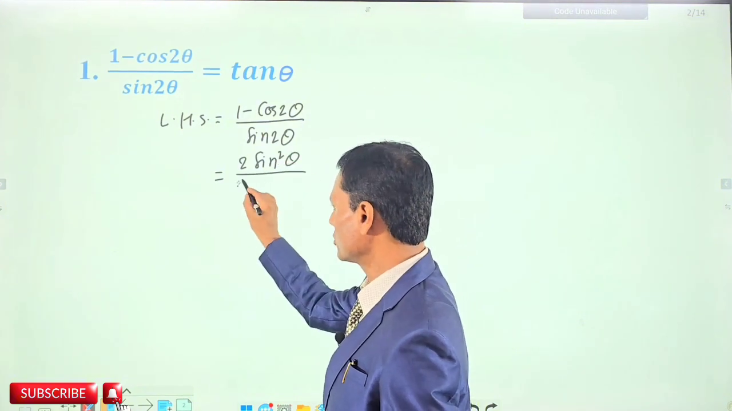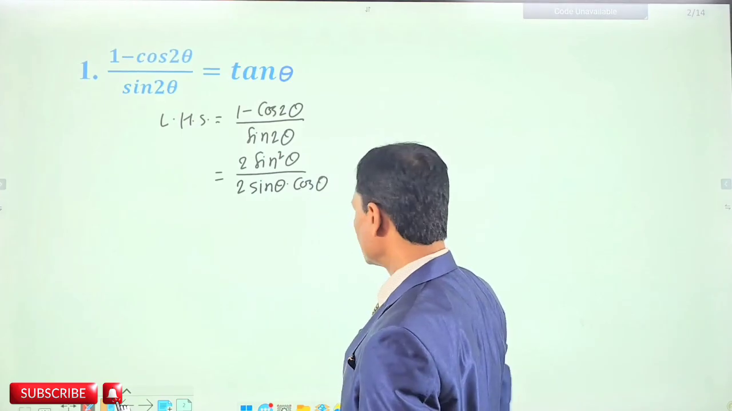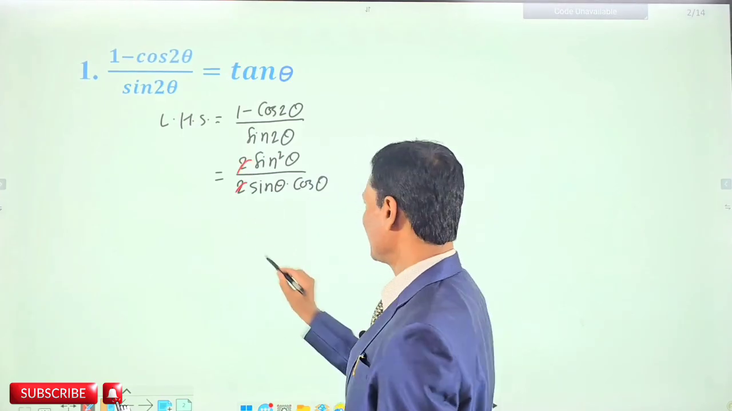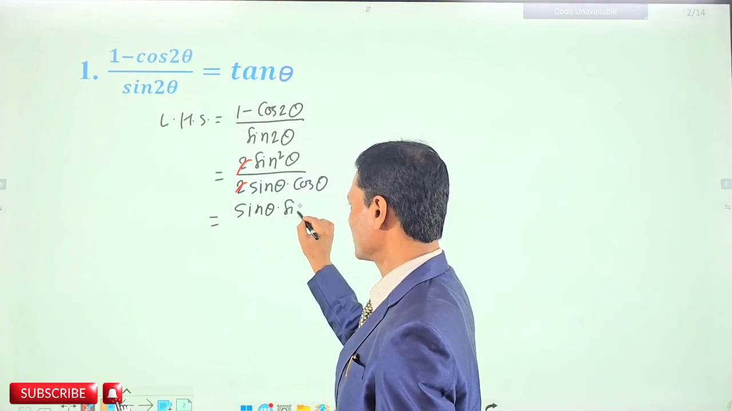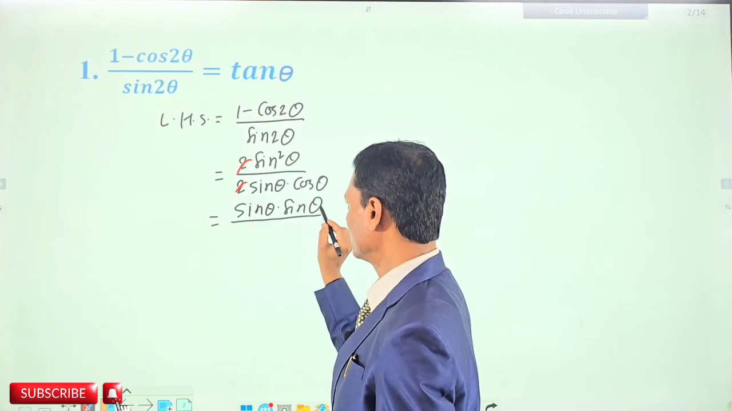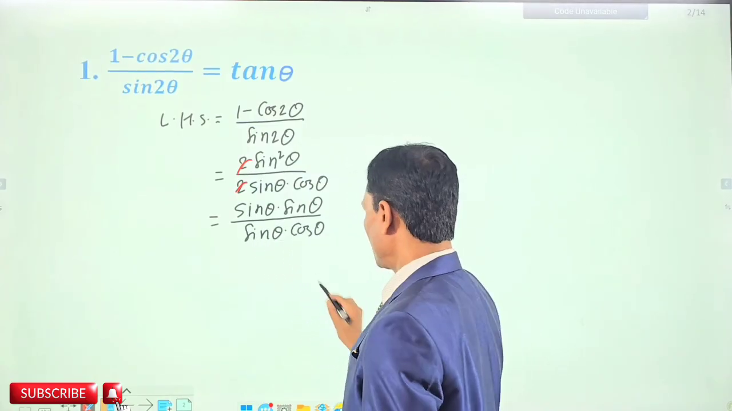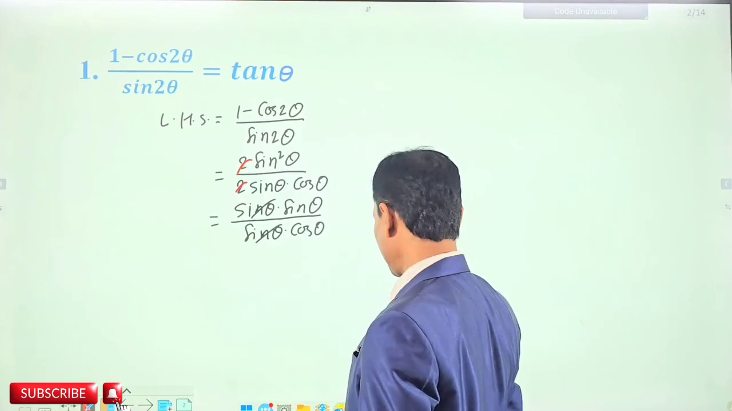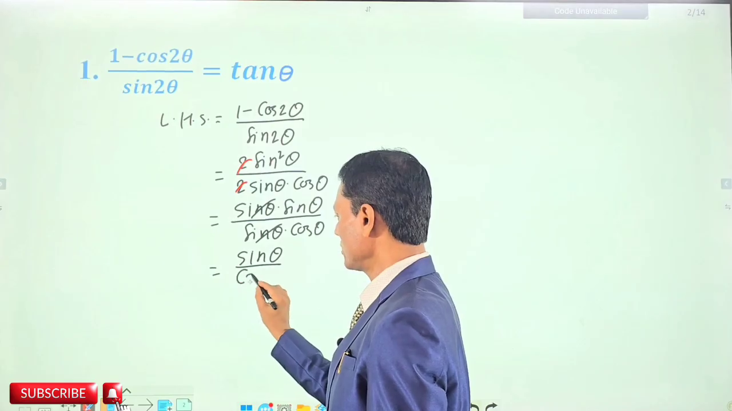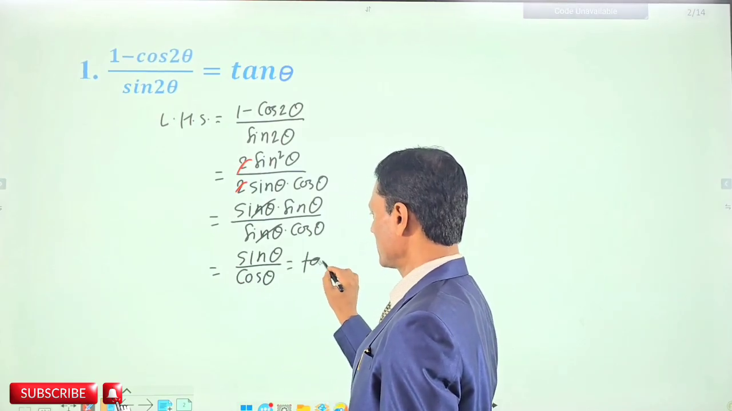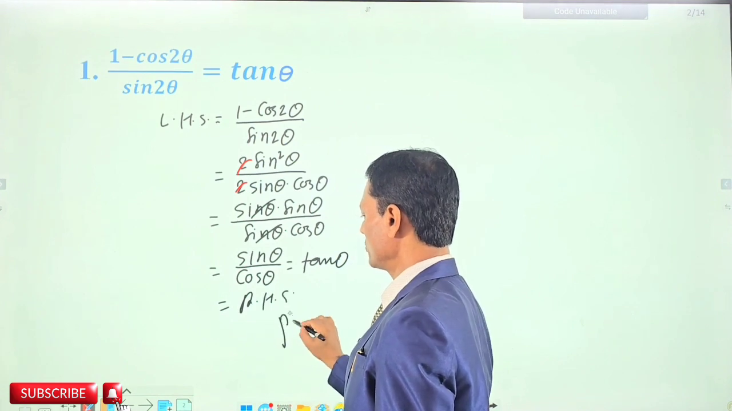over, and sin 2 theta equals 2 sin theta dot cos theta. We can cancel 2 and 2 very easily. After that, sin square theta gives us sin theta dot sin theta, and over we have here sin theta dot cos theta. Again you can cancel sin and sin, and the remaining is sin theta over cos theta, that gives us tan theta. That's equal to the right hand side, and you can write here proved.